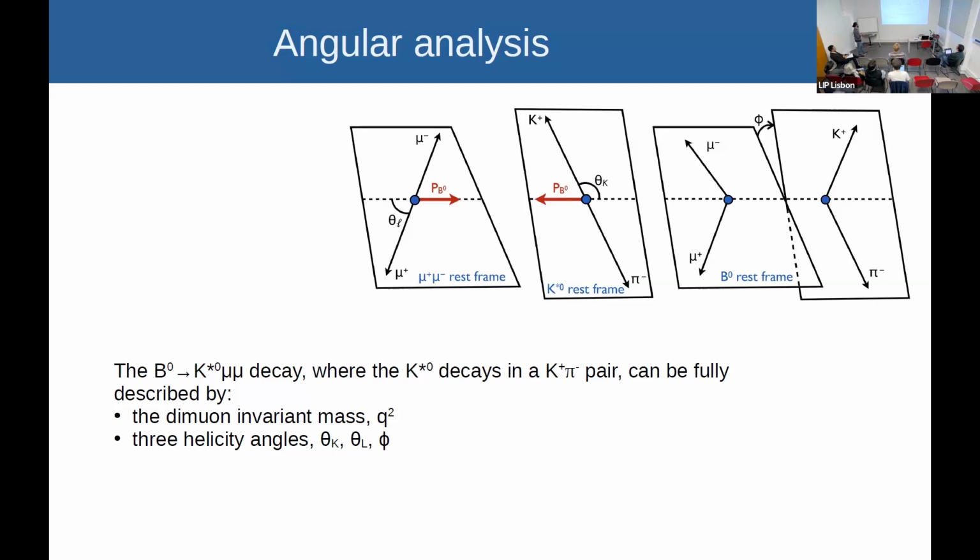So this particular decay, where the K star decays in a pair, a kaon and a pion, can be fully described by the dimuon invariant mass I mentioned earlier, and the three angles, theta k, theta L, and phi. You can see here their definitions, so basically they are the decay angles of the hadronic system, theta k, the leptonic system, theta L, and phi is the angle between the two decay planes of the two systems.